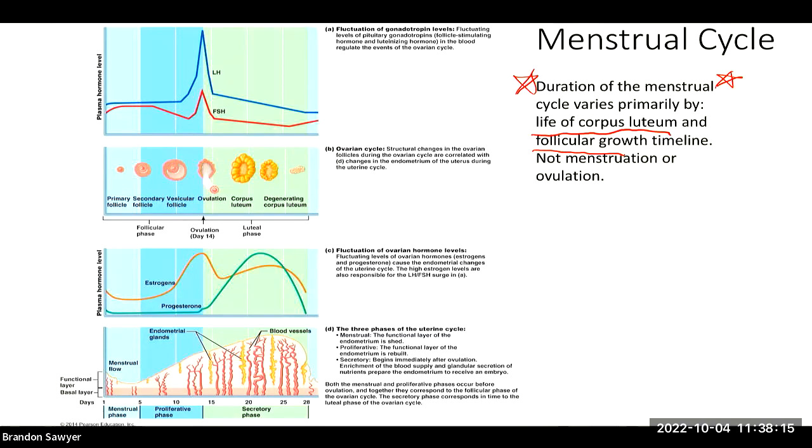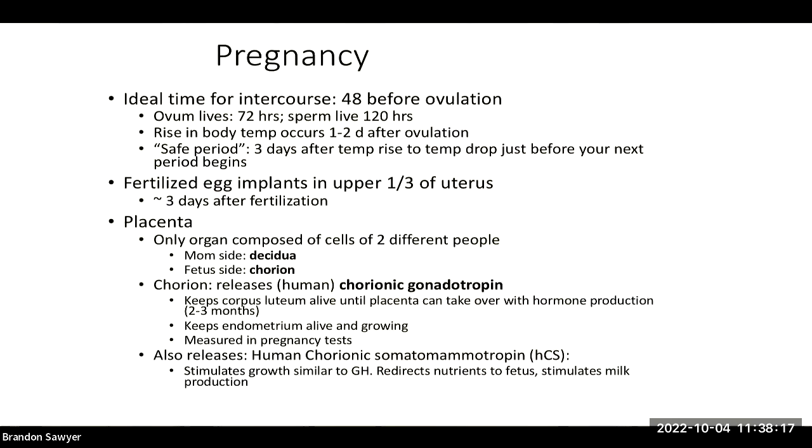Okay. All right. So just a little bit about pregnancy. One interesting note: the ideal time for intercourse, if pregnancy is the goal, is around 48 hours before ovulation. The egg lives about 72 hours after it's released. So about 3 days after ovulation, the egg is still there. Sperm live about 120 hours. Not every single one, but there's still enough sperm there at 120 hours after. And there's a rise in body temperature that occurs in females around 1 to 2 days after ovulation.